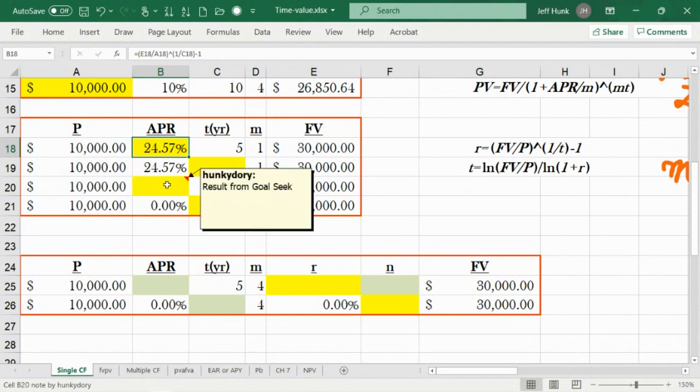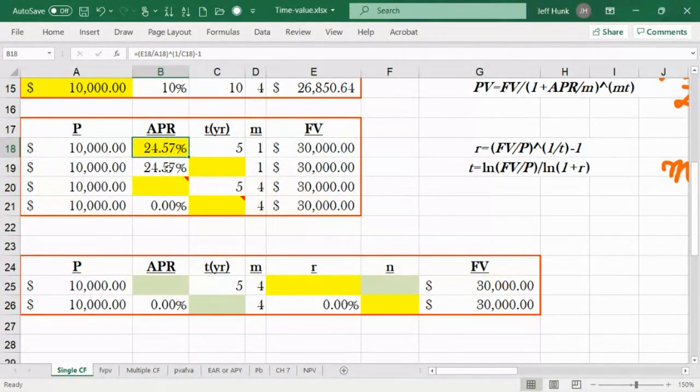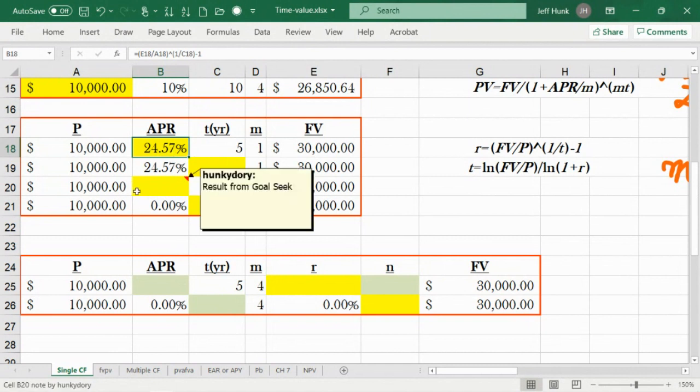Okay, and then it should give me exactly, yeah, in that case, 24.57%, right? Just think about it. It should take something like this 25% interest rate. It should take something as high as that to triple your money in just 5 years.